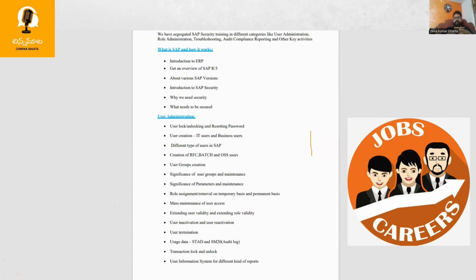Why, what needs to be secured? So the next part is what needs to be secured. Not only the access are we securing. You will be securing the user access, and also the business. I will tell you one small example, like Big Bazaar. Big Bazaar not only secures the access but also maintains the material.